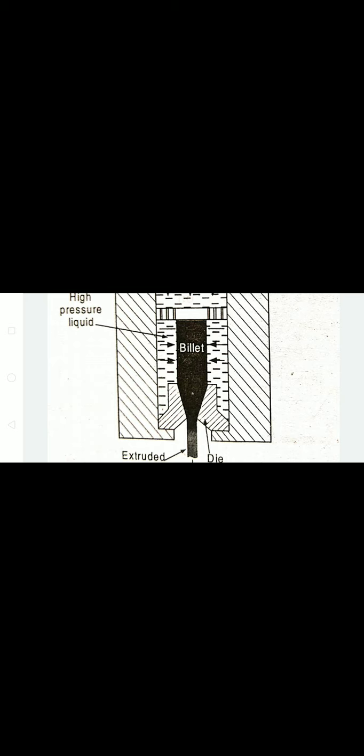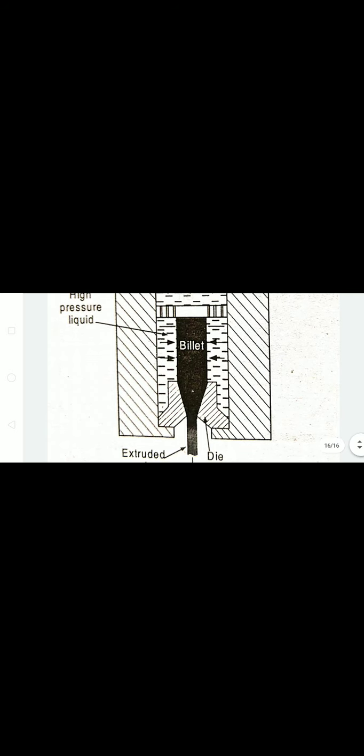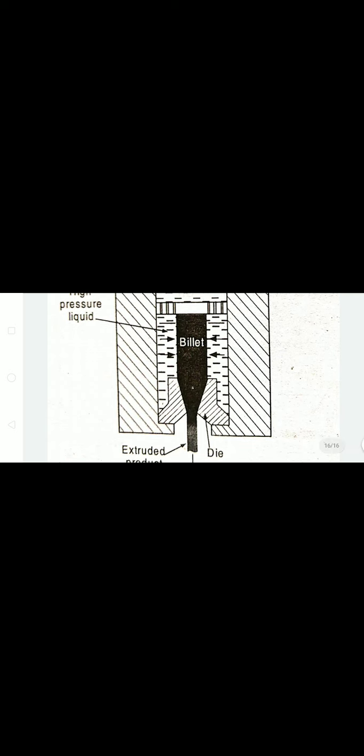Because of the absence of friction, there is no possibility of extrusion defects. Friction mainly affects the formation of defects. In this process friction is completely nil. Therefore defects are completely avoided in this process. High speed steel and cast iron can be extruded easily, but the design of equipment is somewhat complicated.